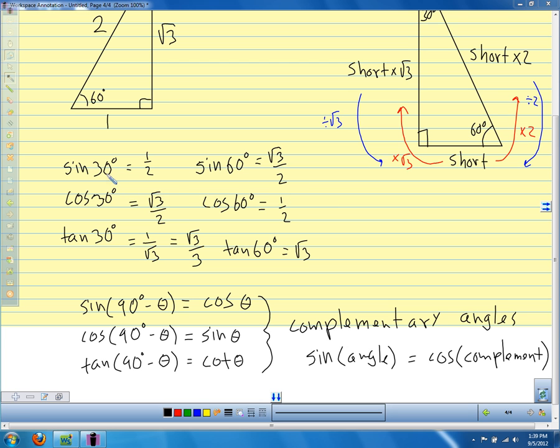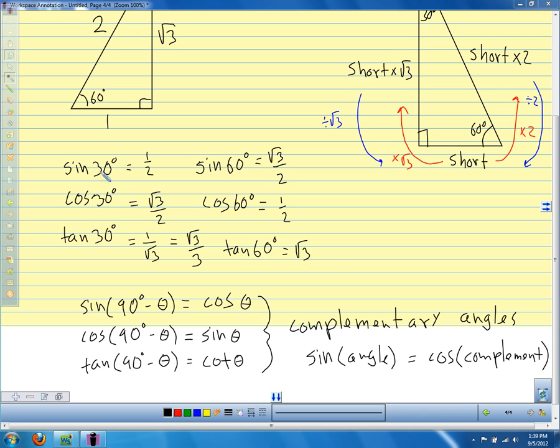30 degrees in radians. You remember what 30 degrees in radians is? Pi over 6. So 30 degrees, pi over 6. 60 degrees in radians, pi over 3. Perfect. So we'll start working on those when we work on the unit circle. We'll work on those a little more.